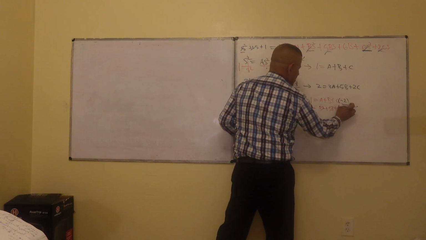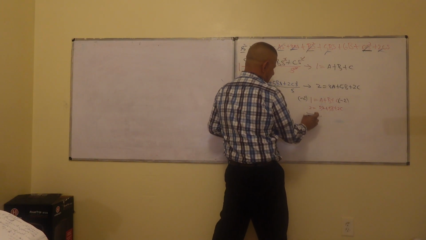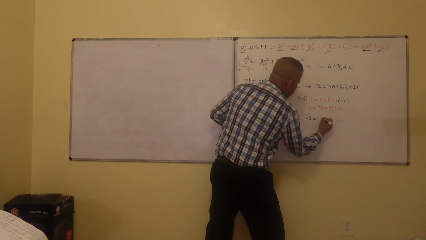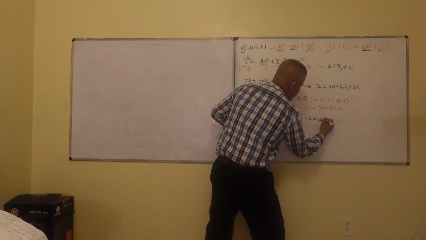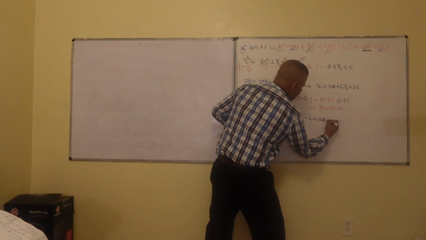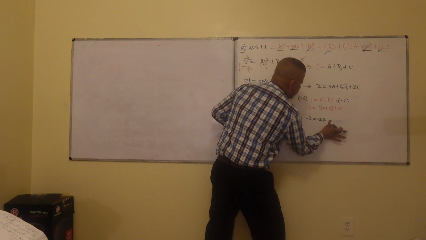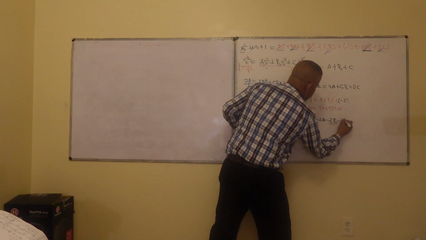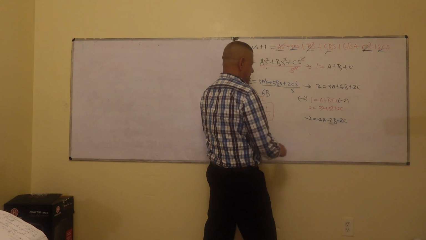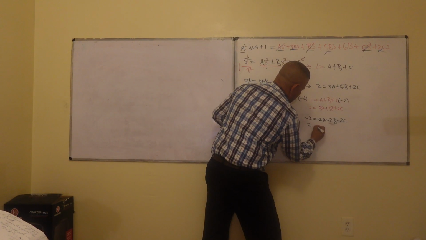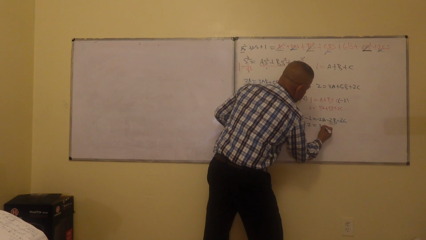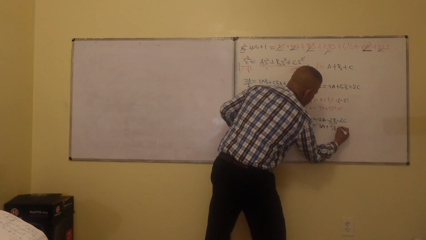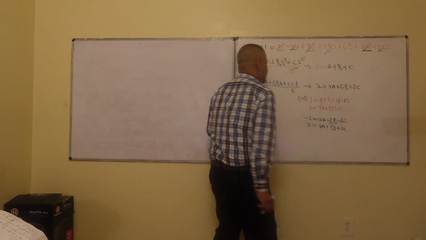When I multiply that, I get what? On the top I get negative 2 equals negative 2A, negative 2B, and negative 2C. On the bottom I keep the same, so I get 2 equals 3A plus 5B plus 2C.